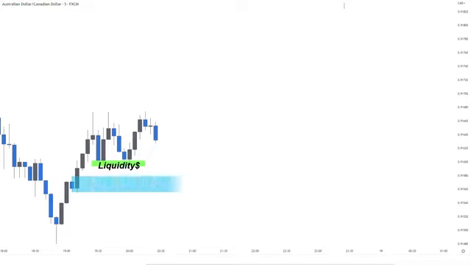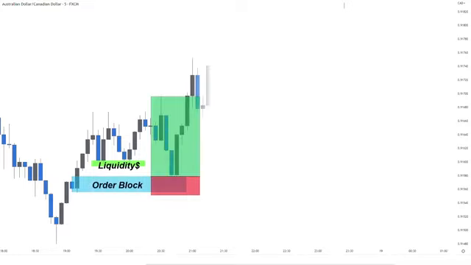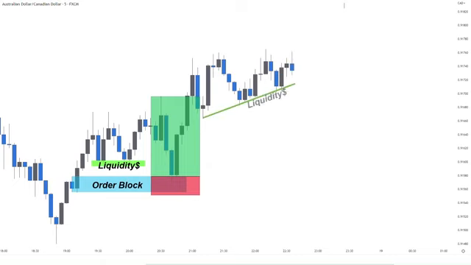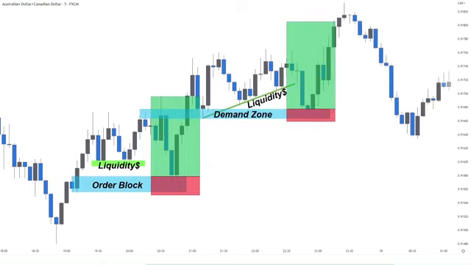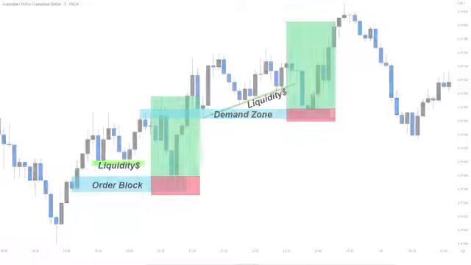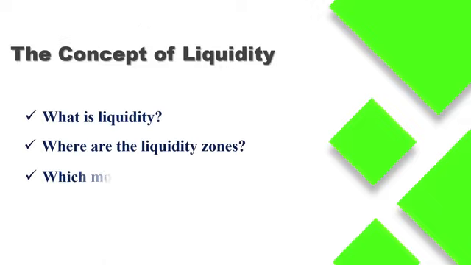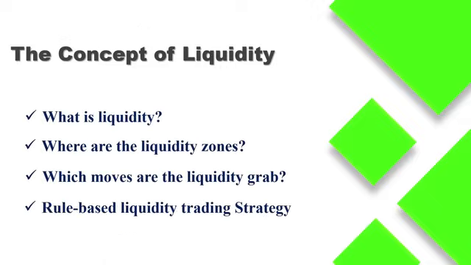Understanding the liquidity concept will instantly improve your entries and exits, help you to run into a lot fewer losses, and allow you to catch insane risk-to-reward ratio trades. In this video, we will explain the powerful concept of liquidity from a smart money trading perspective. We will show you which moves are liquidity grabs and how to apply this concept on the chart. And finally, our key rule-based liquidity trading strategy with specific entry and exit points.